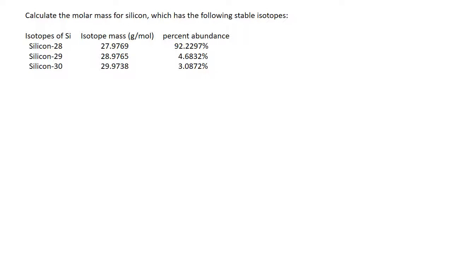Now, to get the weighted average, what I need actually is not the percent abundance, but since all of my numbers have to come to 1, I want to move that decimal place a couple of units to the left to get the fractional abundance. So 0.922297, 0.046832, and 0.030872.